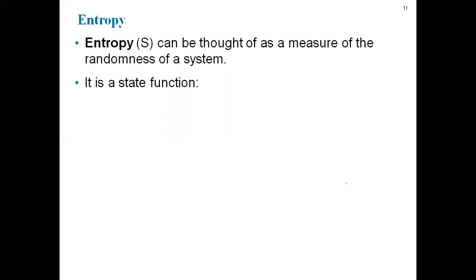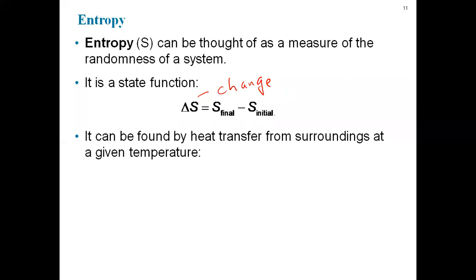And so this is a state function. A state function means its change only depends on the final and initial state. Therefore, we can use a reversible process as a very good tool to calculate our delta S.